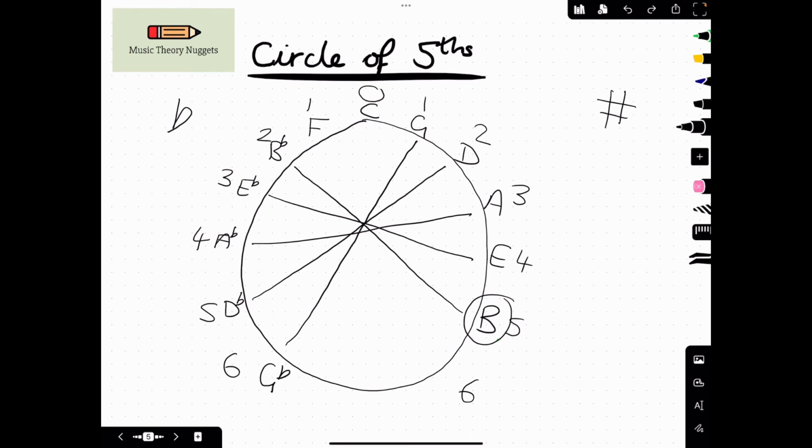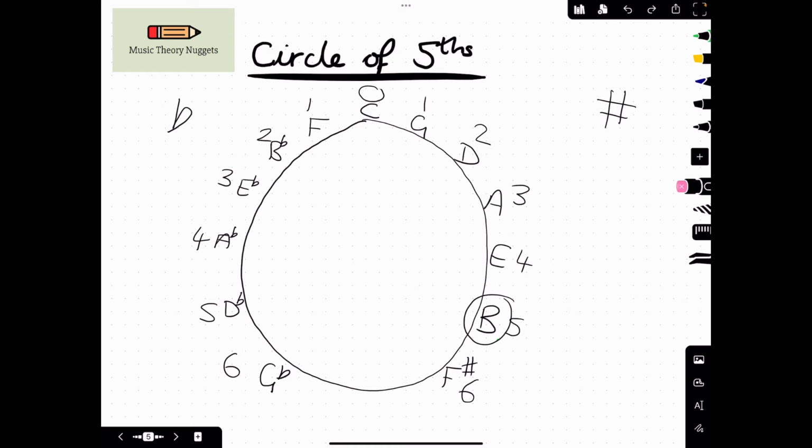Now let's go back to where we were. We had our B and we had our B flat, and if we go the other way, we've got an F. Now it's not going to be F, it's going to be raised very slightly, and it's going to be an F sharp. So already we've just used a lot of patterns to try and figure out what goes where.